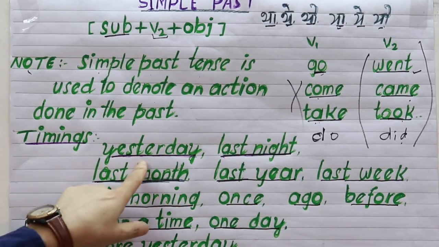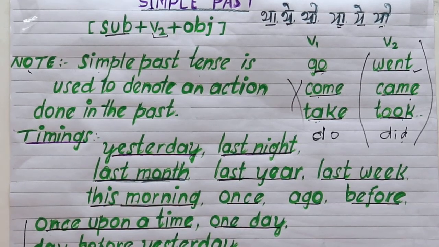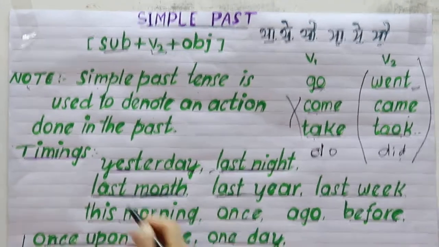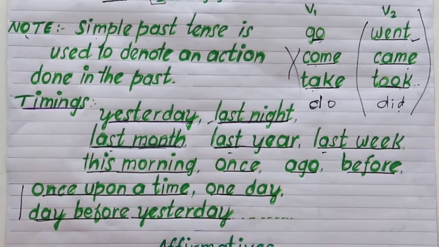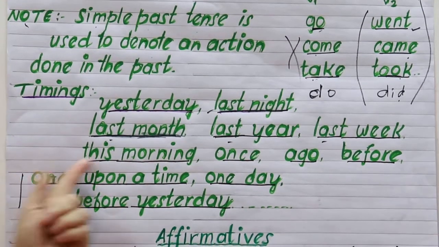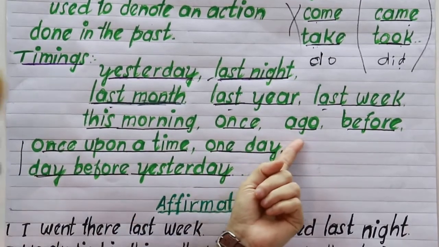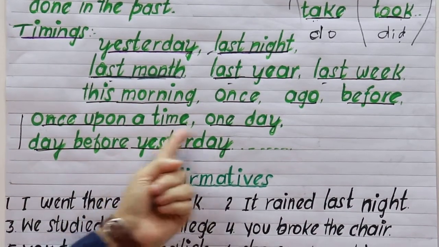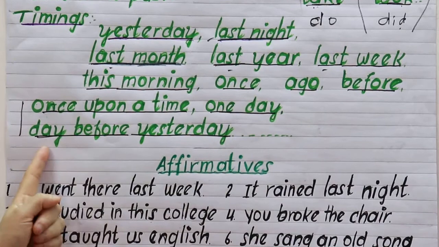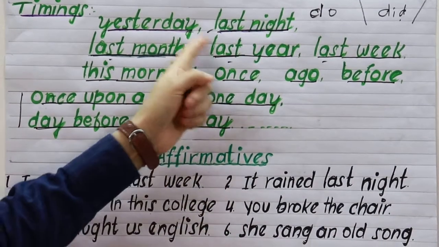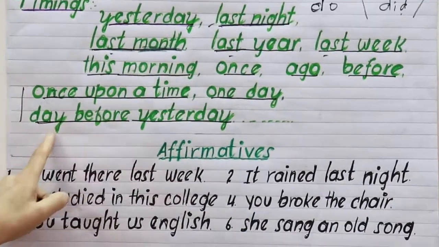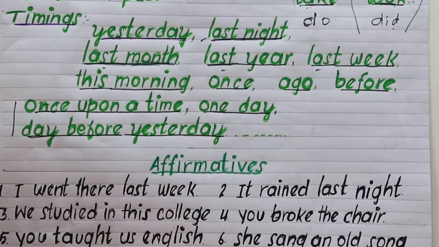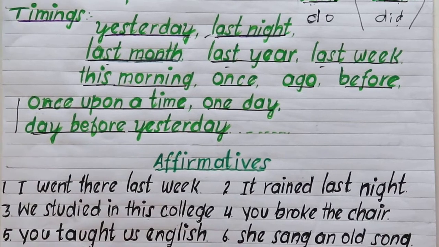Past tense या like yesterday. If you are talking about yesterday, कल के बारे में बात करना हो, तो you have to use past tense, right? Last night, last month, last year, last week, this morning, आज सुबह, once एक बार, ago पहले, before पहले, right? Once upon a time, एक जमाना की बात है. One day, एक दिन. Day before yesterday, परसों, कल हो गया yesterday, परसों क्या हो गया day before yesterday. These all are the times that indicate the given sentence is in past tense, right?